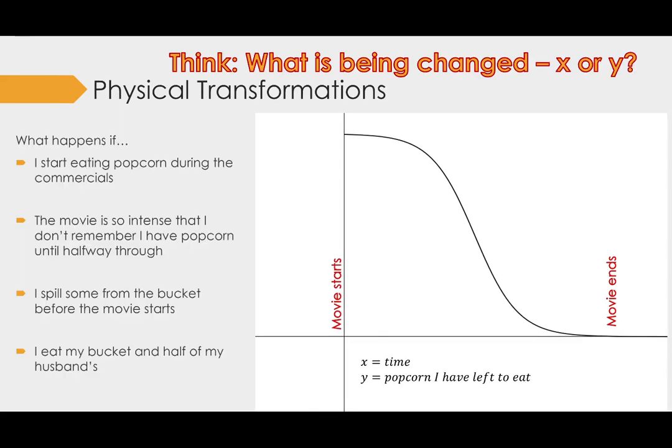So first, I want you to look at the graph, maybe sketch it out on a piece of paper, and I want you to think about each of these four scenarios on the left. I start eating during the commercials, so before the movie starts. The movie is so intense that I don't remember that I have popcorn until halfway through, and then I start eating it. I spill some of the bucket before the movie starts, so I'm going to have less to eat. And then I just eat my bucket and half of my husband's bucket. I'm just going to have more popcorn.